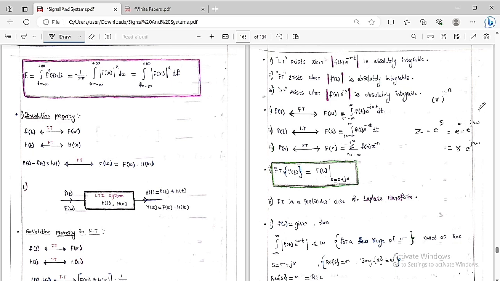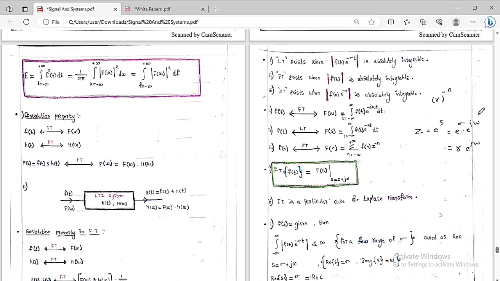that is called e to the power of s. Therefore, we can say that when f of t into e to the power of minus sigma t is absolutely integrable, then only the Laplace transform is going to exist. Similarly, if f of t is absolutely integrable, then the Fourier transform is going to exist. Similarly, if f of n into r to the power of minus n is absolutely integrable, then the Z transform is going to exist. So these points always you have to keep in your mind.